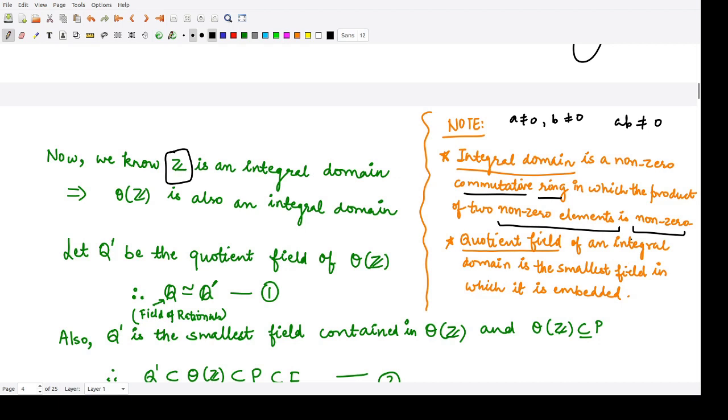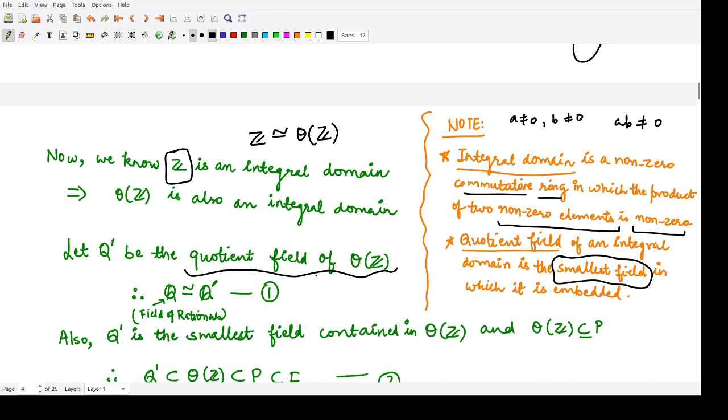The quotient field of some integral domain is the smallest field in which it is embedded. So this is the result. From here we can say that if Q' represents the quotient field of this integral domain θ(Z), because Z was proven to be isomorphic to θ(Z) being an embedding, therefore this field of rationals is isomorphic to Q'. That Q' represents the quotient field of θ(Z).